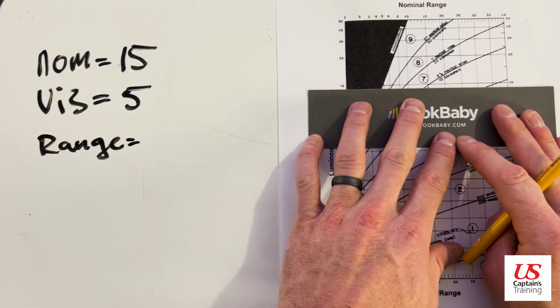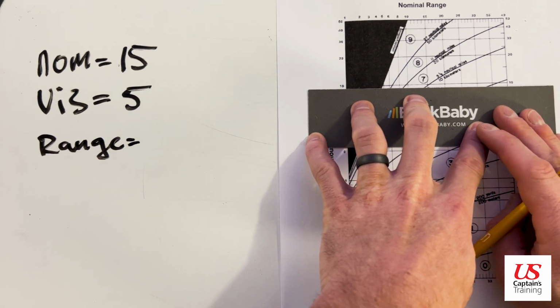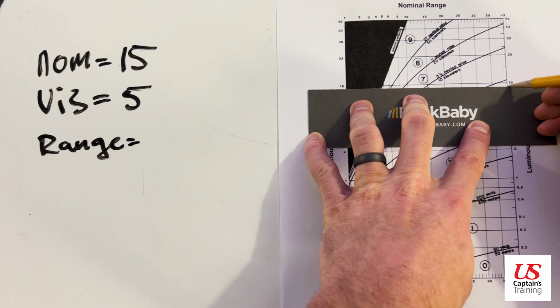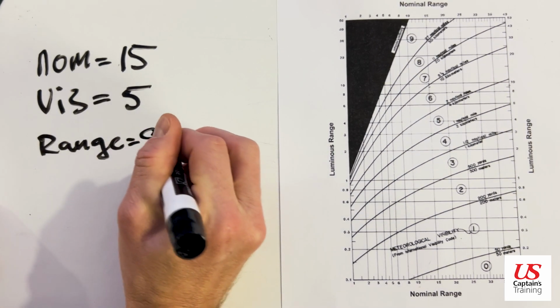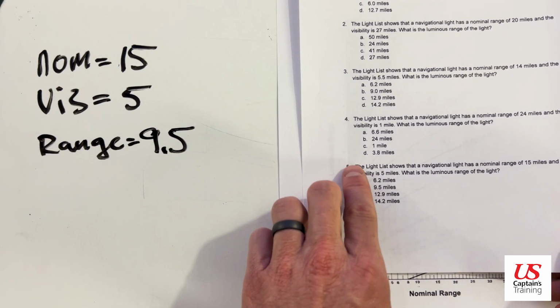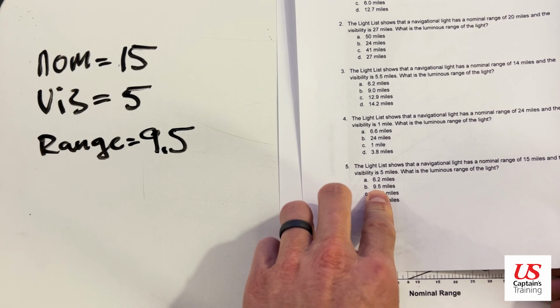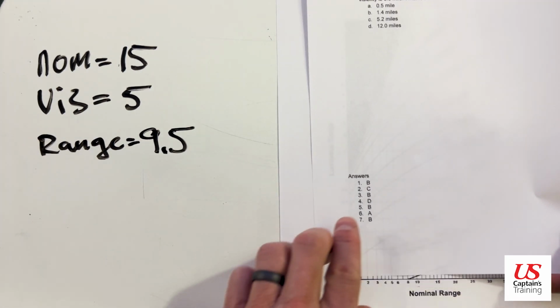And then we bring it over. Make sure we are good. Little tick mark here. Okay, there's 9. So we're up right around 9.5, right up here. Let's do 9.5, and then check our answers. For 5, here we are, B, 9.5. That's what we got. Let's check it. Number 5, B.